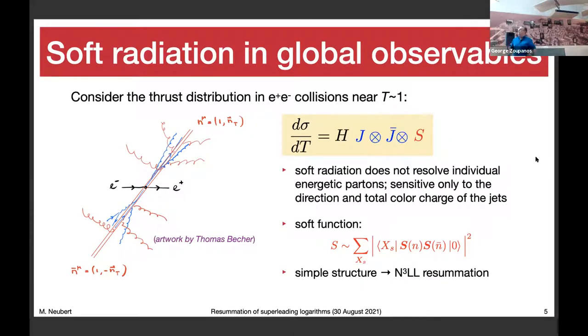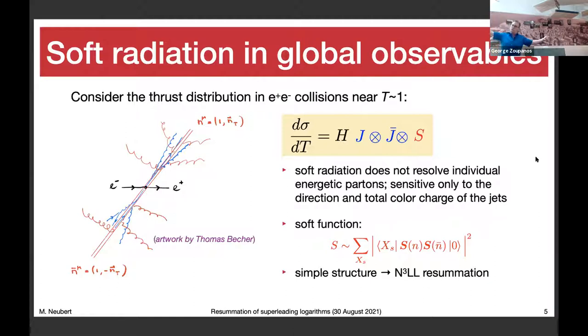Now, how do we deal with large logs? Of course, ideally, we resum them. And that's possible in very simple processes. For instance, if you look at something inclusive, such as event shapes near the two-jet limit, we have factorization theorems where we write the cross-section in terms of jet functions, hard functions, and soft functions. The soft functions are extremely simple because soft radiation does not really resolve the details of this process.